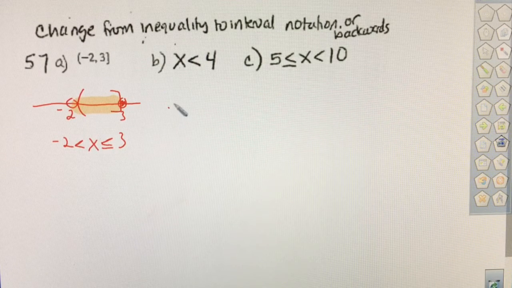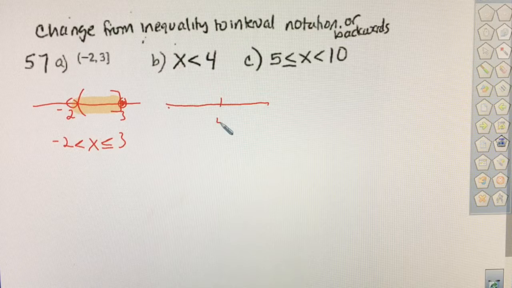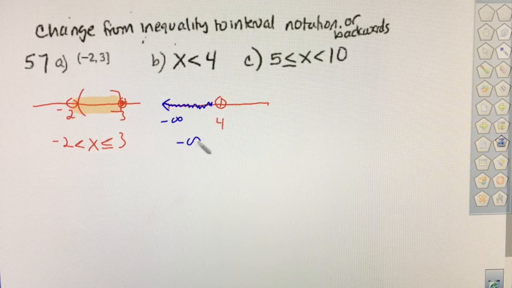X is less than 4, so if I go to a number line just to show you how it looks, there's 4, it's an open circle on the 4, and the arrow points to the left, it's all the values to the left, so the interval notation would start at -infinity and end at 4, and it touches neither -infinity nor 4, because there's no line underneath of it.